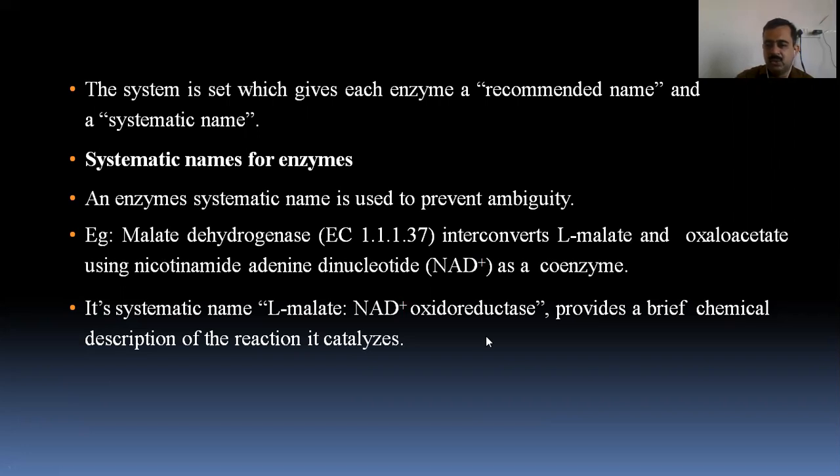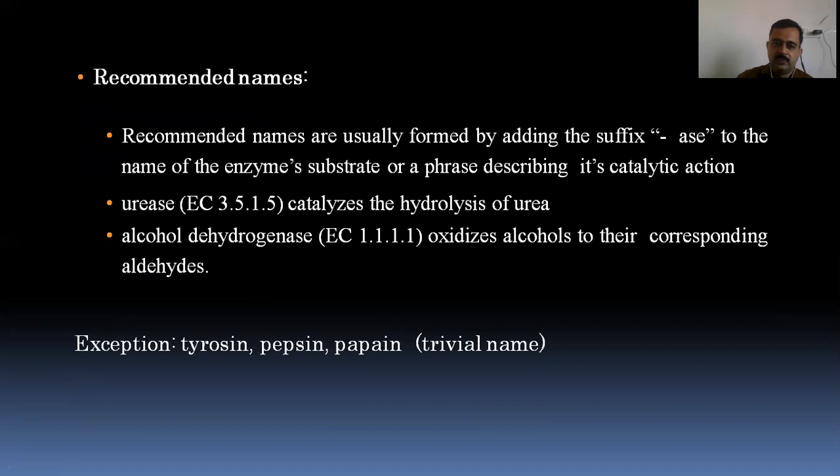See here, malate dehydrogenase converts malate and oxaloacetate using NAD. Therefore it is NAD+, and an oxidoreductase reaction takes place. The systematic name provides a brief chemical description of the reaction.